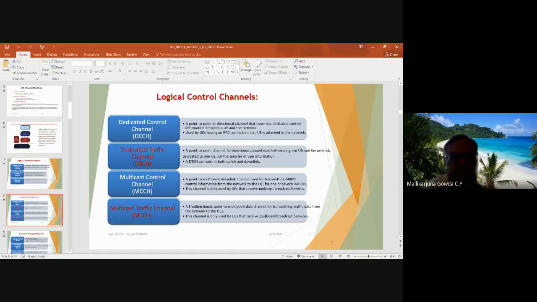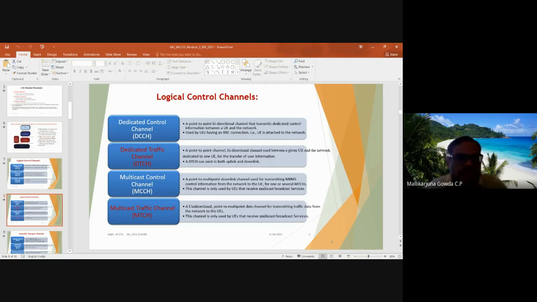Whatever other things I discussed, they exist only in downlink, sorry. Okay, so this dedicated traffic channel exists in both uplink and as well as downlink. And the next logical traffic channel is the multicast traffic channel, which is denoted in short as MTCH. And this multicast traffic channel is basically a unidirectional point to multi-point data channel for transmitting traffic data from the network to the user equipments. So this channel is only used by the user equipments that receive multicast or broadcast services.